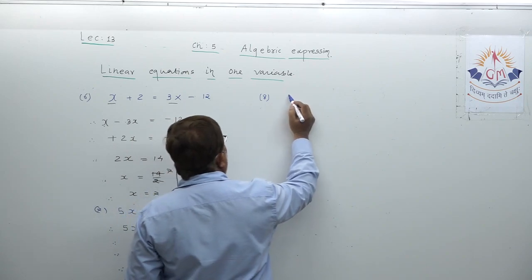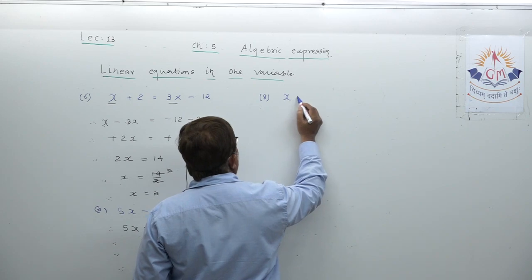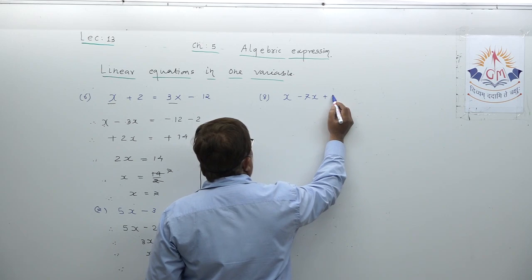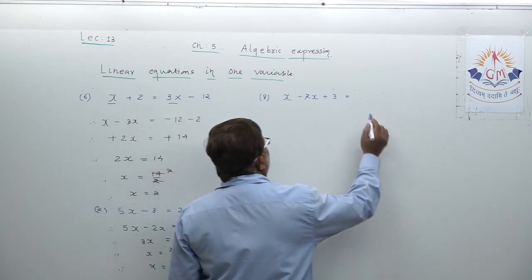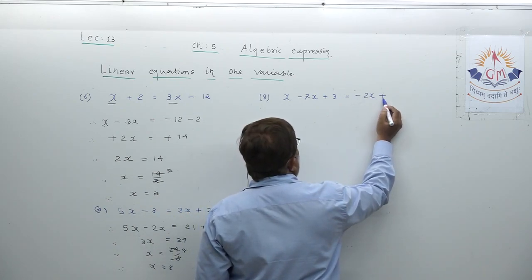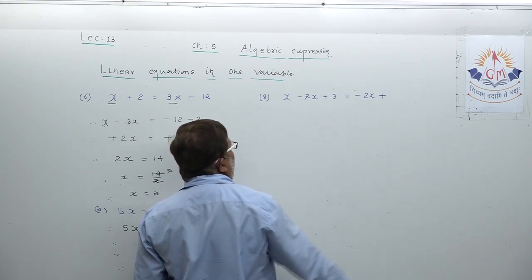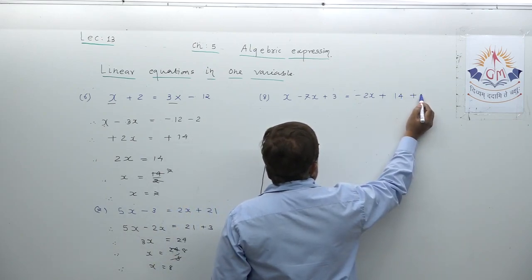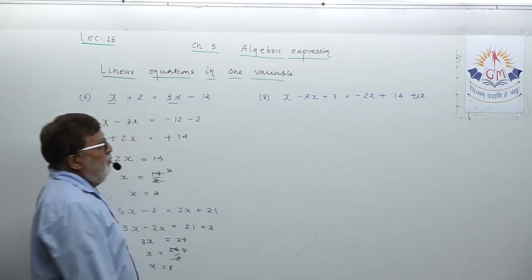I am writing it here. x minus 7x plus 3 equals minus 2x plus, let me do it, minus 2x plus 14 plus x, plus 3x. Check this, dear student.